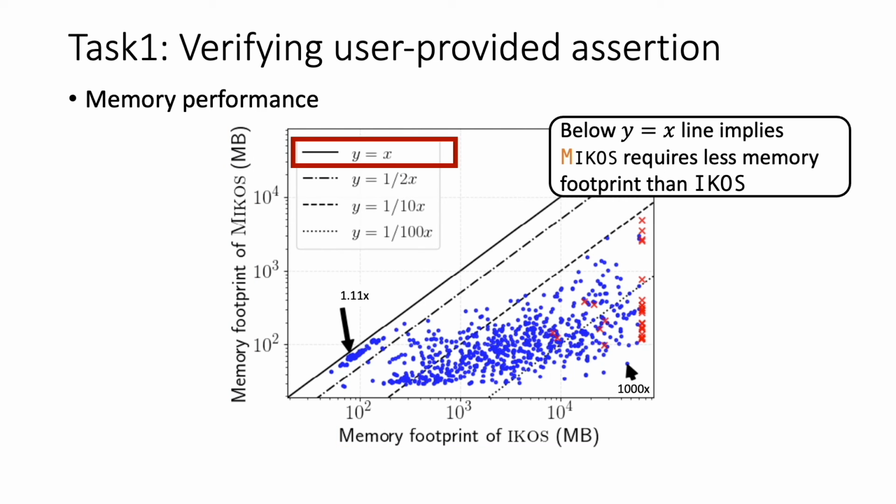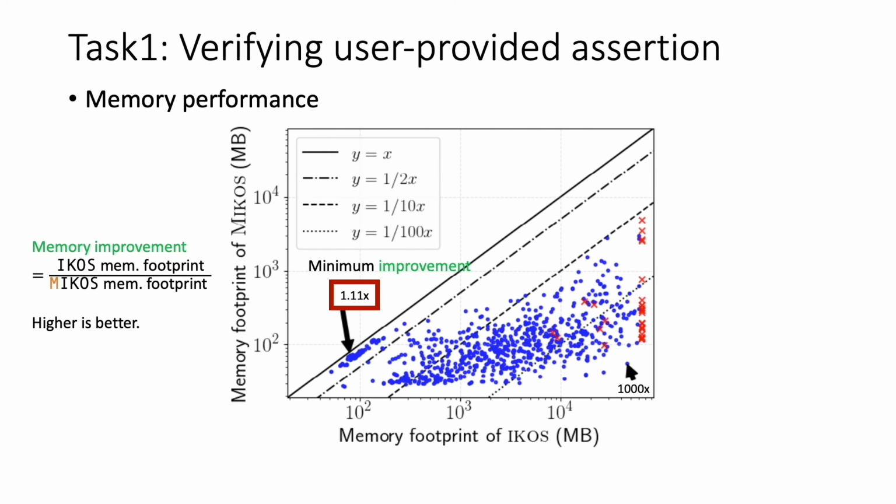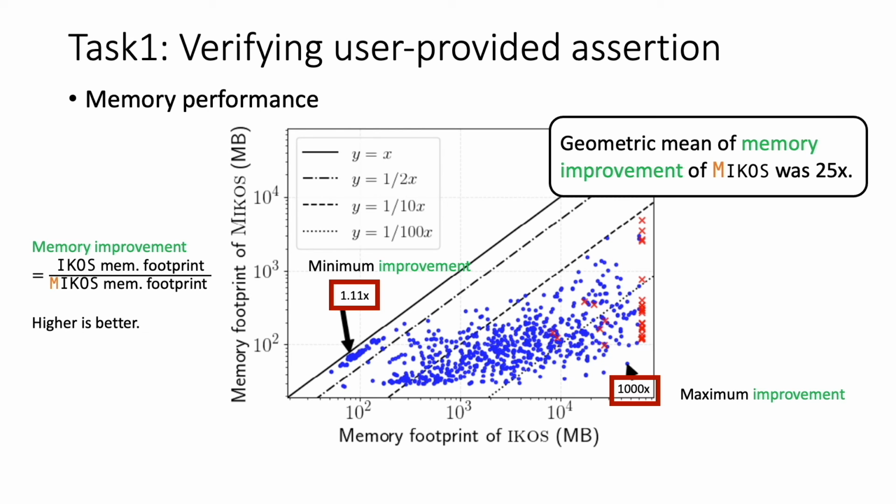Benchmarks below the y equals x line imply that MyCos required less memory footprint than ICOS. All benchmarks required less memory in MyCos. We measured memory improvement as the memory footprint of ICOS divided by the memory footprint of MyCos. Higher is better. The minimum improvement was 1.11x and the maximum was 1000x. The geometric mean of the improvement was 25x.